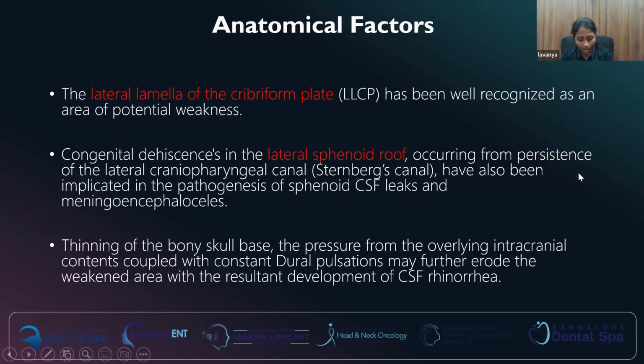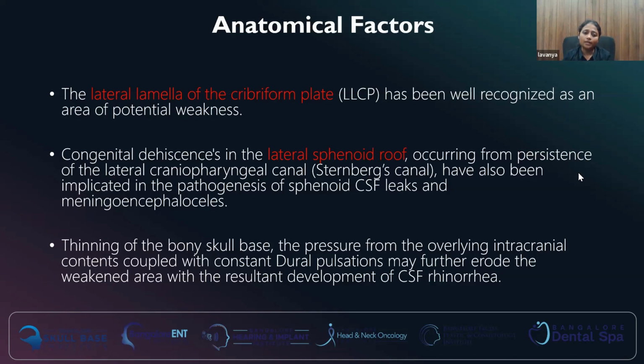So there are various anatomical factors that we need to take into consideration because these are generally defects. Either these defects could have been iatrogenically caused, they can be from accidents or traumatic events, or sometimes these are congenital anomalies. So one of the most common areas of these defects is the lateral lamella of the cribriform plate, which has been recognized as a potential area of weakness. So whenever there is any increase in the intracranial pressure, the lateral lamella of the cribriform plate is one of the most common areas to be affected.